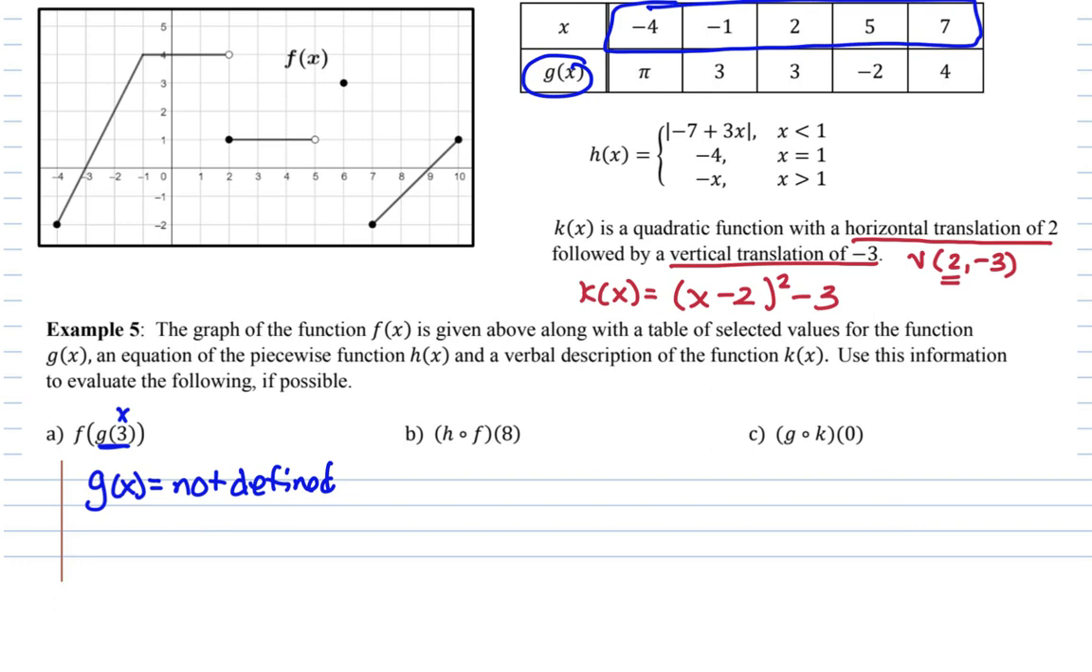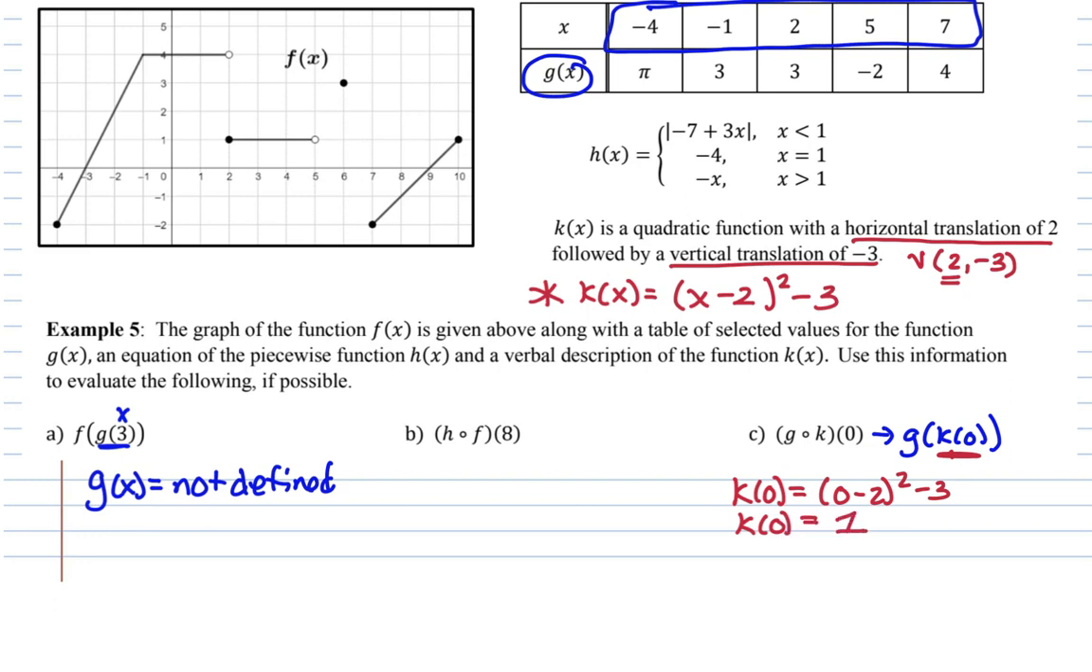Okay, the last one that I'm going to do, again, is going to be C. And this one, I'm going to rewrite as g of k of 0. The first thing I'm going to do is work from the inside out. So first I'm going to find what k of 0 is. I'm going to go to my k function. This is my k function. So I'm literally plugging 0 into that equation. So we're going to have (0 - 2) squared minus 3. We know that k of 0 is going to be 1.